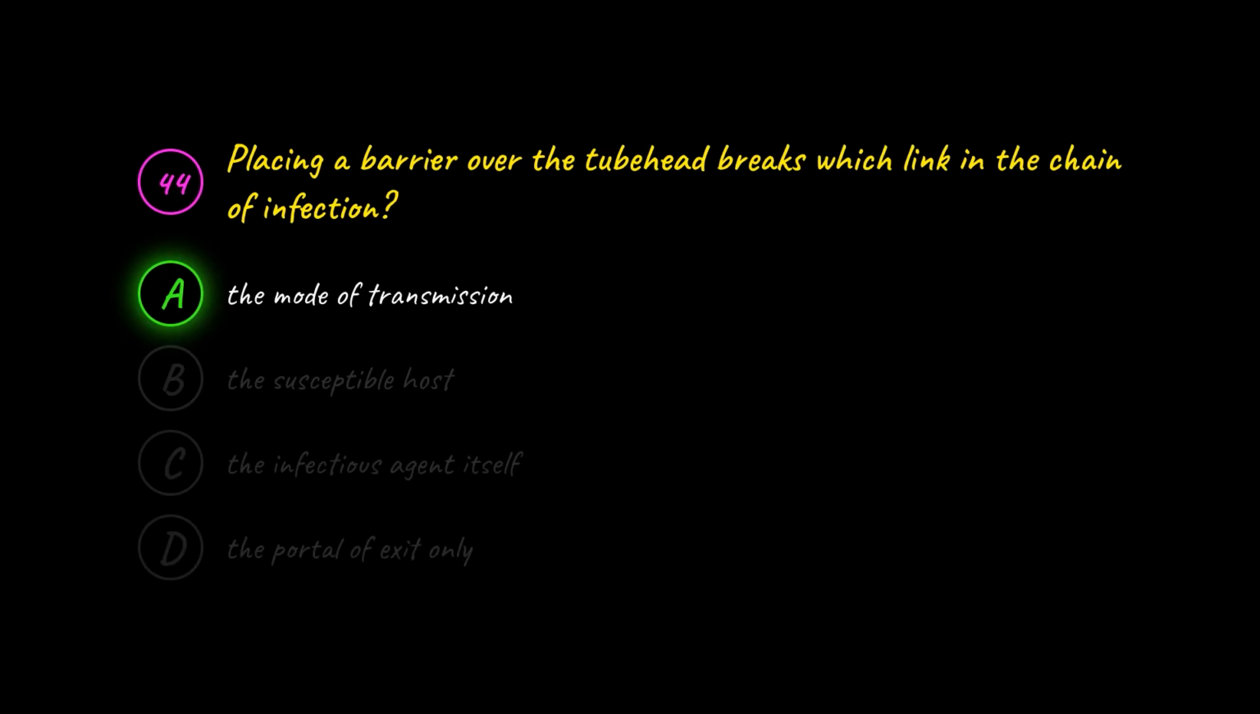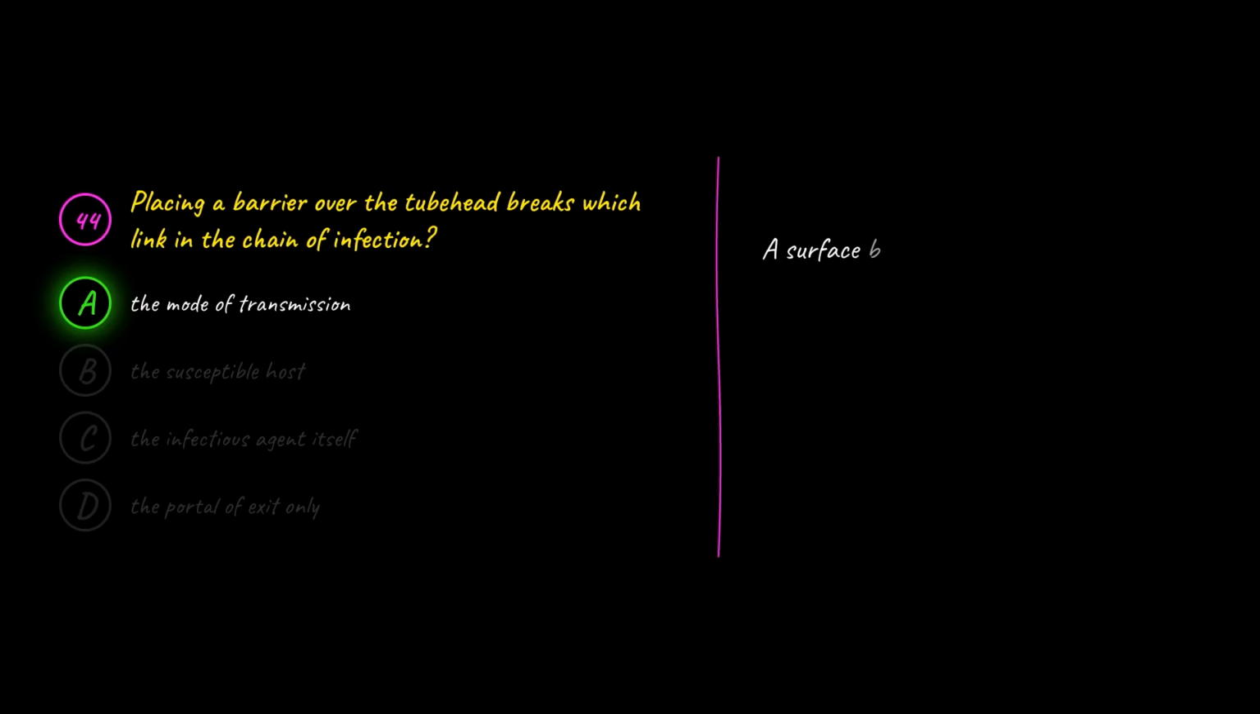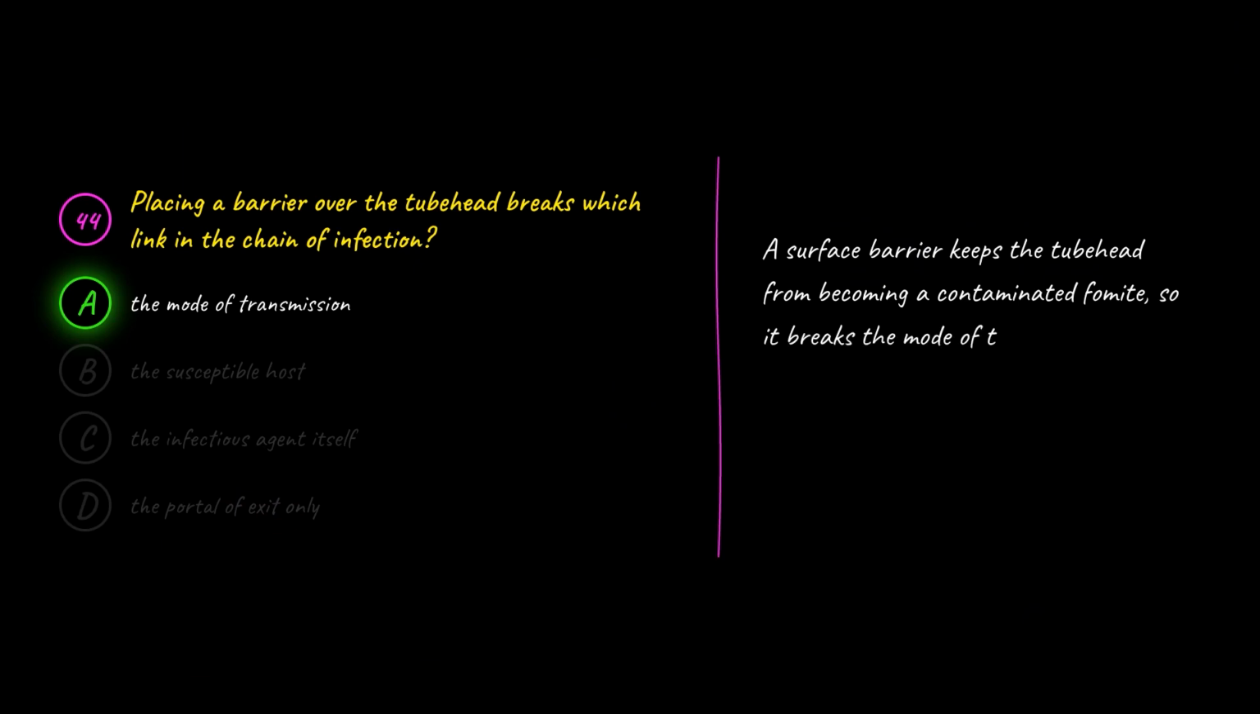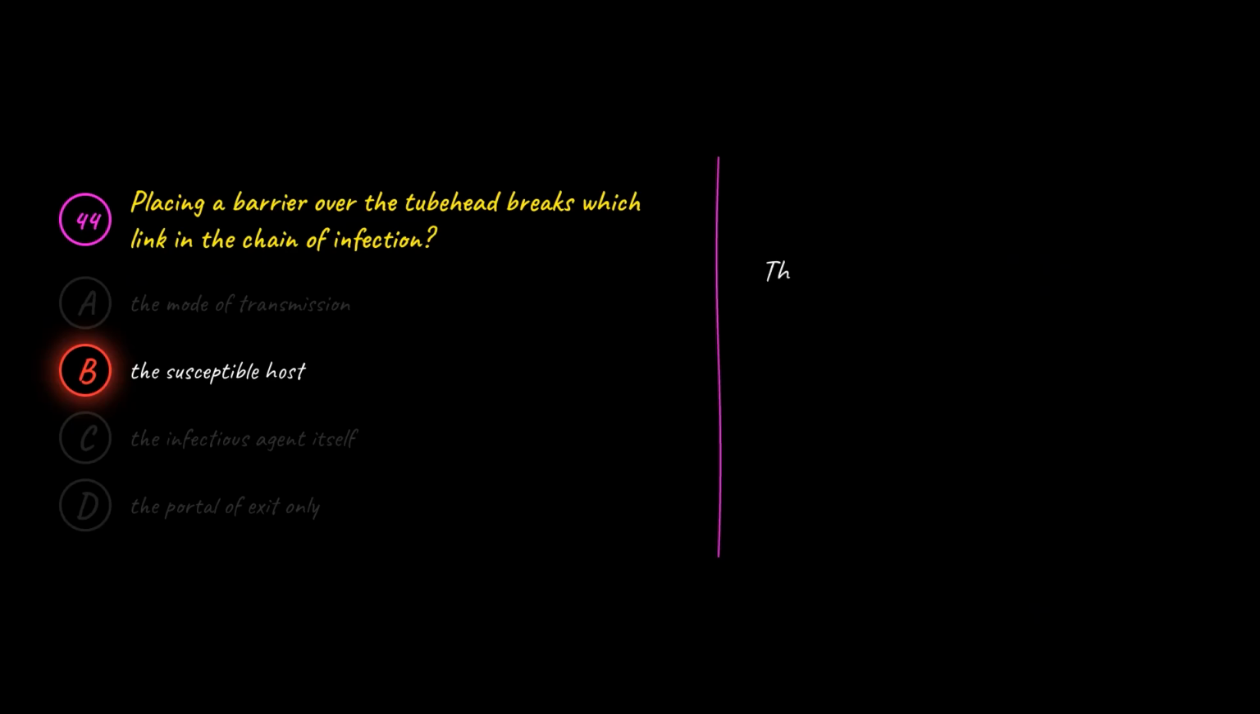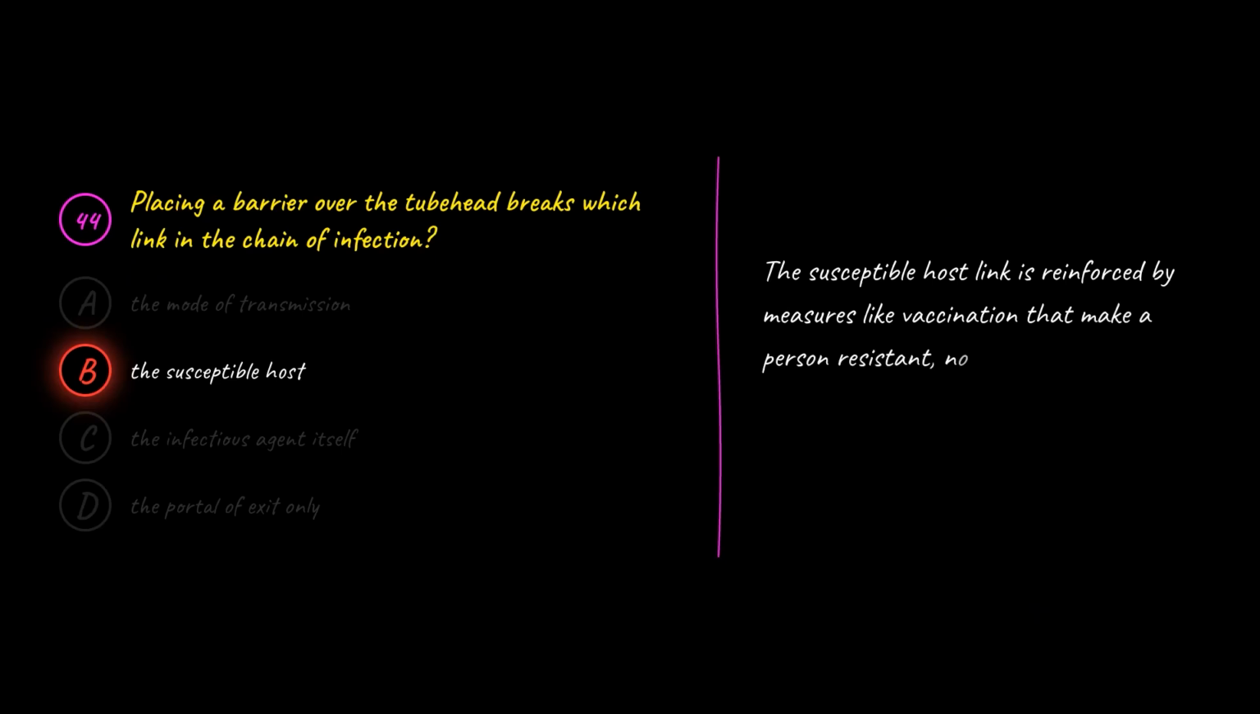The correct answer is A. The mode of transmission. A is correct because a surface barrier keeps the tube head from becoming a contaminated fomite. So it breaks the mode of transmission, the indirect contact link by which microbes would otherwise travel from surface to hand to patient. B is wrong because the susceptible host link is reinforced by measures like vaccination that make a person resistant, not by a barrier that simply keeps a surface from spreading contamination.